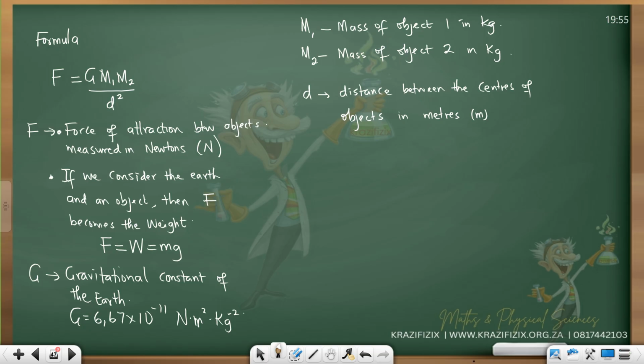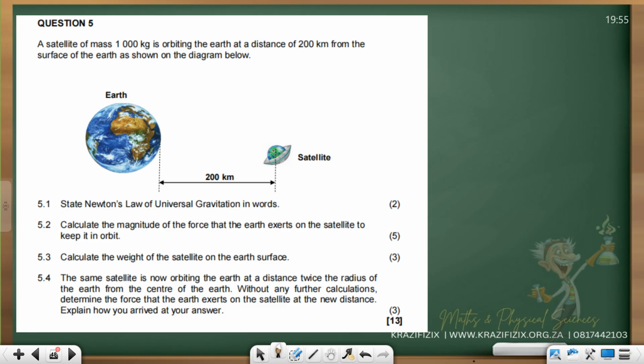Let me see something quickly. Look at this. We can actually try this quickly tonight, but I won't do the last one. Just to show you what this question looks like. A satellite of mass 1,000 kilograms is orbiting the Earth at a distance of 200 kilometers. Already, that's a big problem. I do not work in kilometers. I have to say that K is 3 zeros. Take note of that. All right, let's do this example.